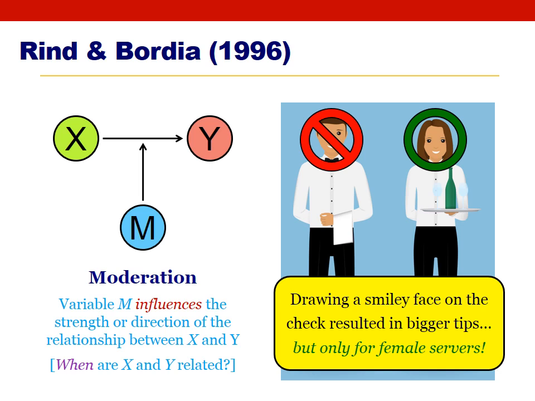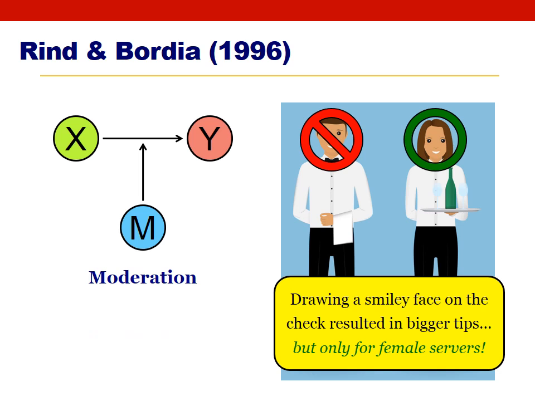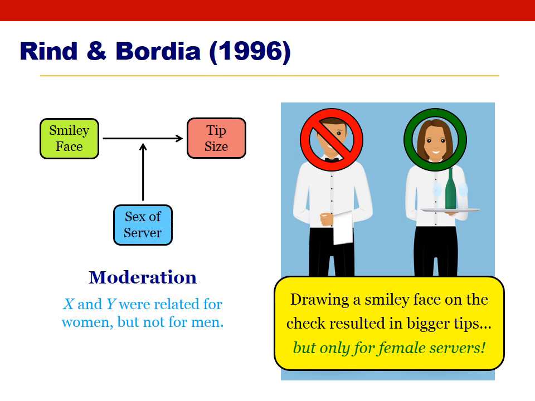If we take those variables and we put them in the diagram on the left-hand side here, our independent variable is whether the server drew a smiley face or not, and our dependent variable is how big of a tip they got. That relationship depended on the sex of the server, and what they ultimately found is that drawing a smiley face did affect the size of a tip for women servers, but did not affect the size of tips for men servers. In other words, the relationship between drawing a smiley face and how big a tip you get depended on the sex of the server. So again, we'd call this an interaction.